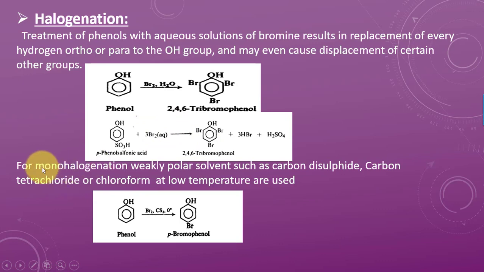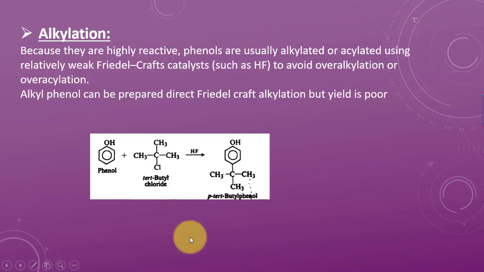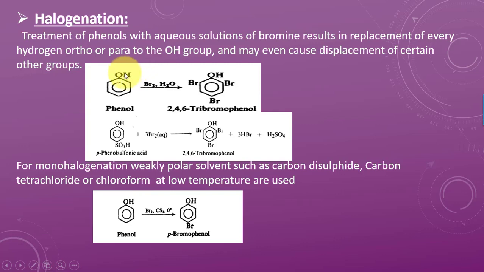If we are interested in a monohalogenated product, in the presence of a weakly polar solvent, bromine at low temperature is made to react with phenol, and this results in the formation of para-bromophenol. Here, because of the greater reactivity of phenol, we do not require any Lewis acid in order to facilitate this reaction.